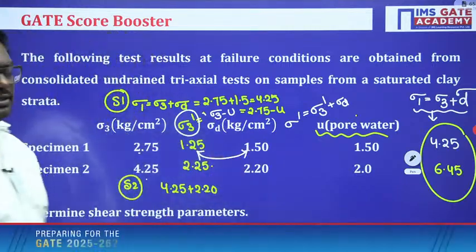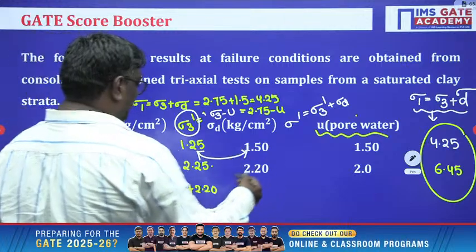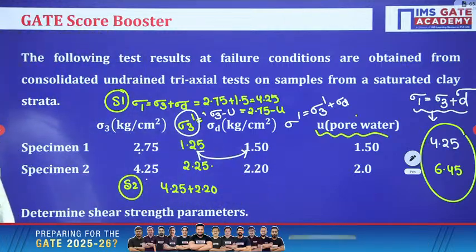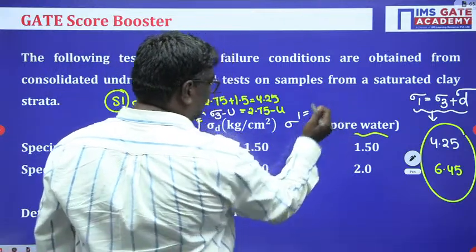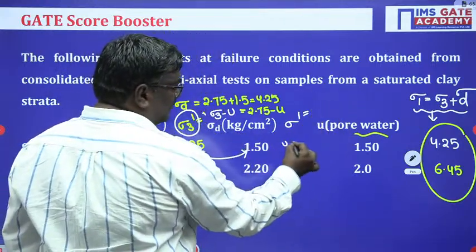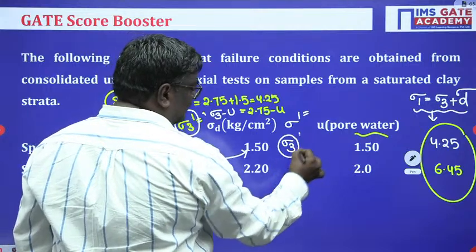Okay, are you following, students? So 1.2 plus 1.5, it will be again 2.5? No. See here, what will be sigma 1 dash, you should understand here. You should calculate sigma 3. Okay, after finding sigma 3 dash.